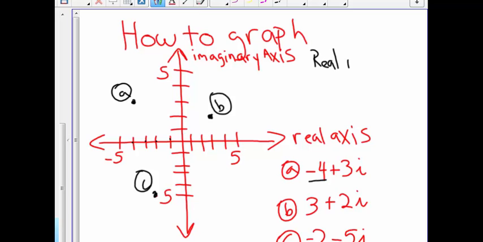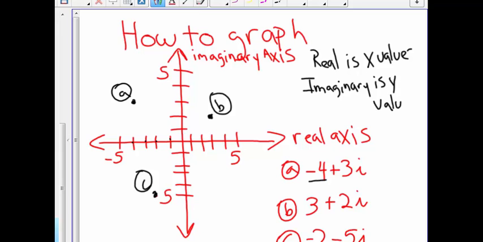So just remember, the real part is the x movement, and then the imaginary part is basically the y movement. And don't get confused just because they're not written as an ordered pair. And if we do the absolute value of them, we could find their distance from the origin. Just go home and do that for fun.